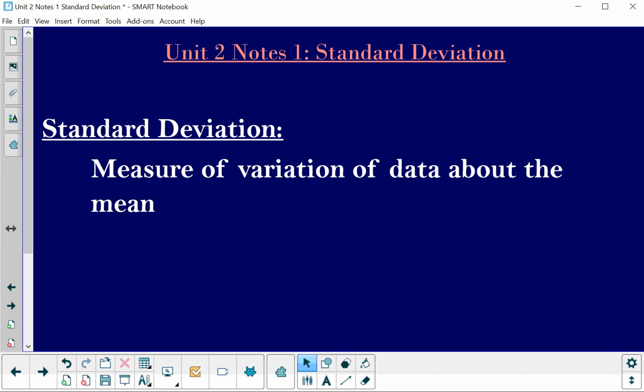Now we get into the standard deviation, which talks about how the data varies about the mean. So standard deviation is the measure of variance or measure of variation of data about the mean. So we're thinking about where is the mean of the data, and then what is our typical measure of distance from that mean moving out.